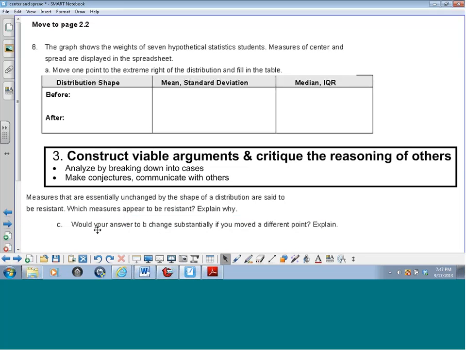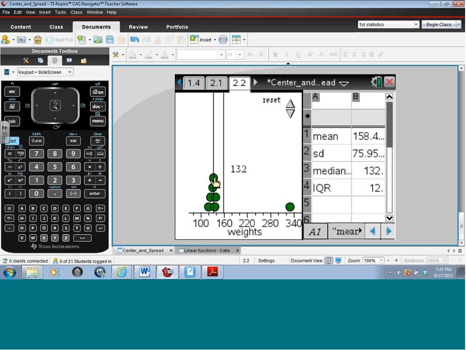And they ask questions like this: would your answer change if you moved a different point? So what if I had moved a different point? Well, I love the fact that you can reset it and choose a different point and grab and see. I don't know if you saw that, but the IQR changed from 12 to 10 when I moved that point that was on the left and moved it here. So I wonder why that was. You can make conjectures about what might happen if you choose a different point.